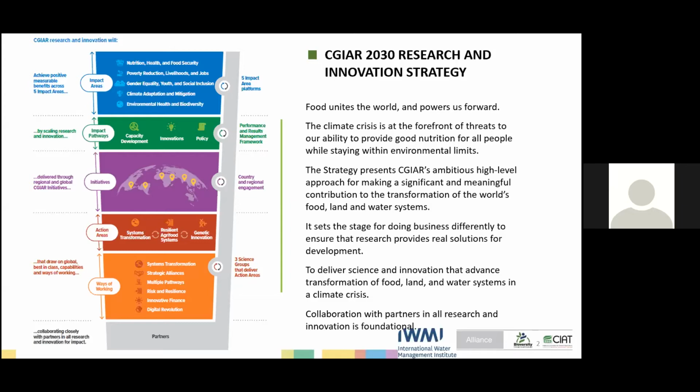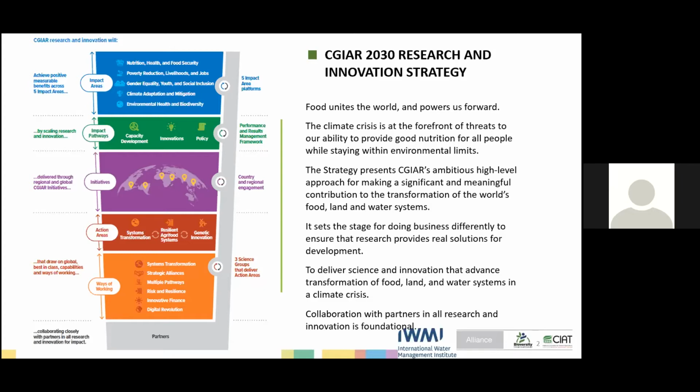And it will work across three action areas. One is system transformation, which aims at broader, holistic interventions on the system. The resilient agri-food system, which is more the action that happens in the farm or within community. And finally, the genetic innovation, which is the breeding, the delivery, but again, with a lot of innovation in there, for example, breeding being informed by market research.